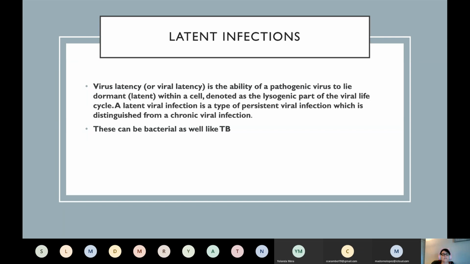They can also, it doesn't have to be just viral. They can be bacteria as well, like tuberculosis. Tuberculosis is a latent infection. You could get infected with TB and then not really have any signs or symptoms for quite some time. And then when your immune system gets knocked down a bit, that's when a lot of times we start seeing the signs and symptoms, or if you're under a great amount of stress or something like that.